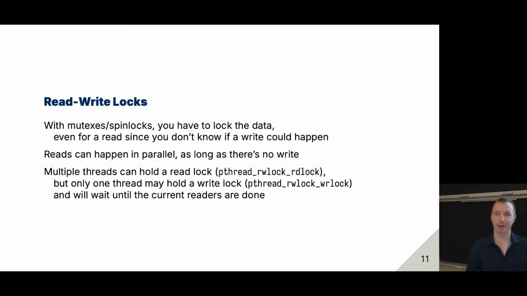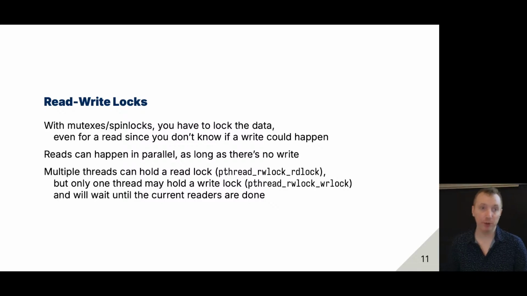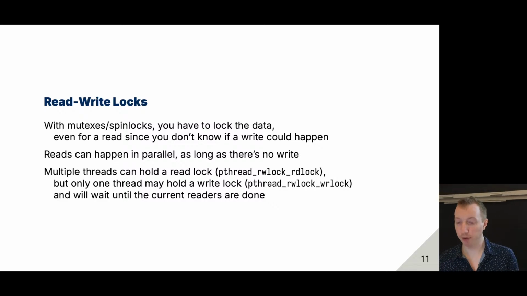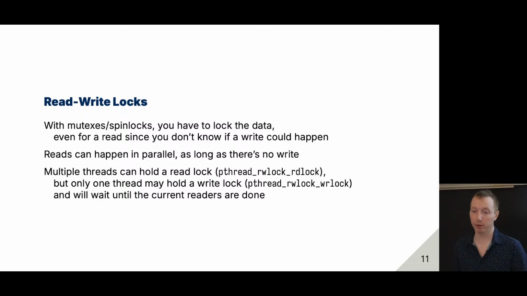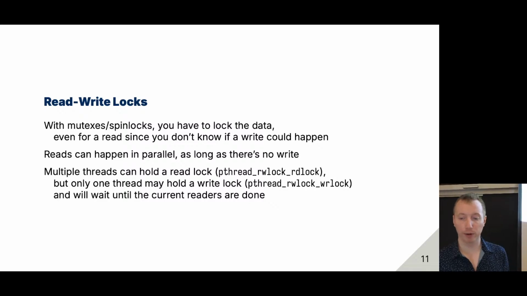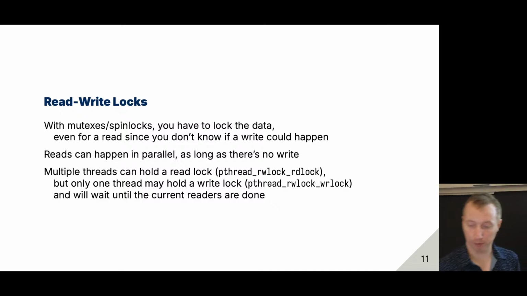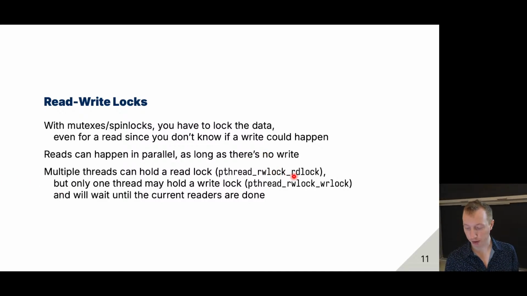They're called read-write locks. So with mutexes or spin locks, you have to lock the data even for a read because, well, you don't know if a write can happen in another thread. But really, like I said before, reads can happen in parallel as long as there's no write. So the rule is there is something called a read-write lock, and there are different lock calls depending on whether you are reading or writing. And the rules are multiple threads can hold a read lock simultaneously. So it's called a read-write lock. So there is a lock specifically for reading.